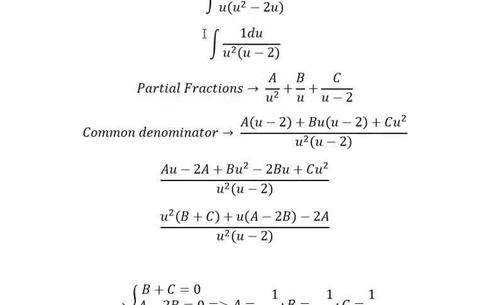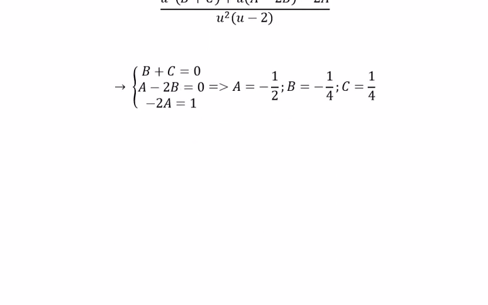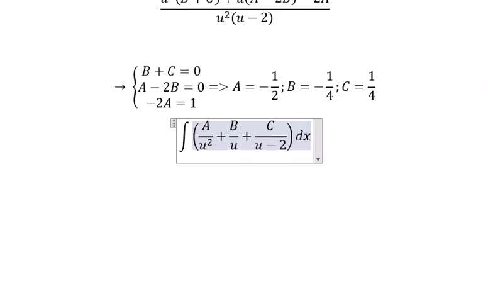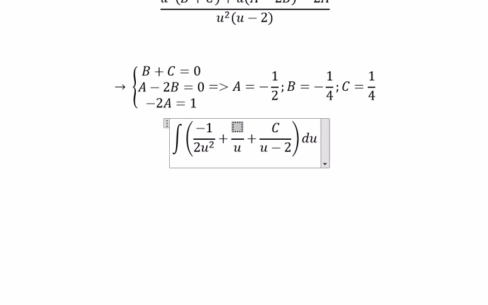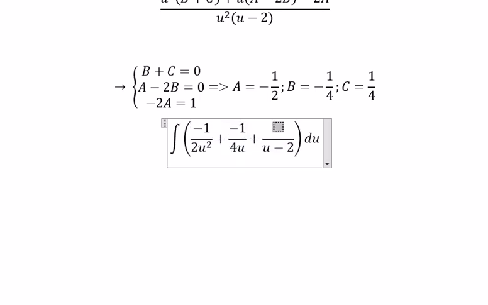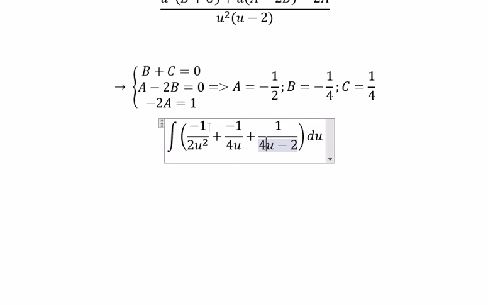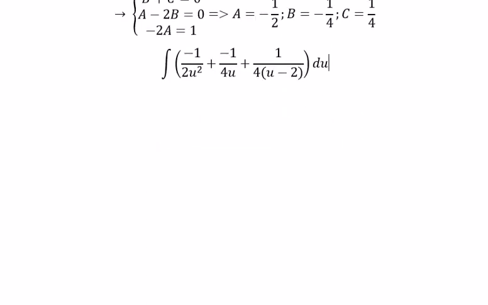And we put the numbers in here. So this is negative 1 over 2u square, negative 1 over 4u, and 1 over 4 multiplied with u minus 2. And now we can get the final answer.